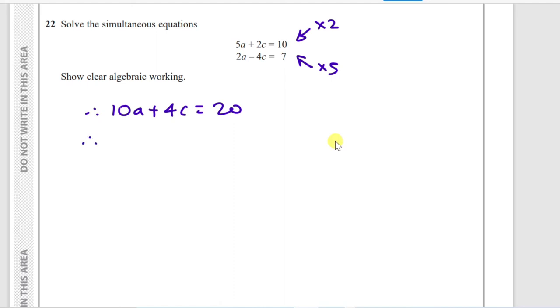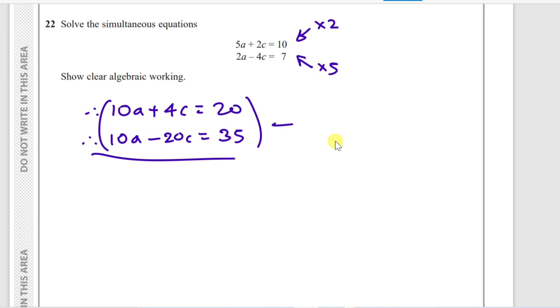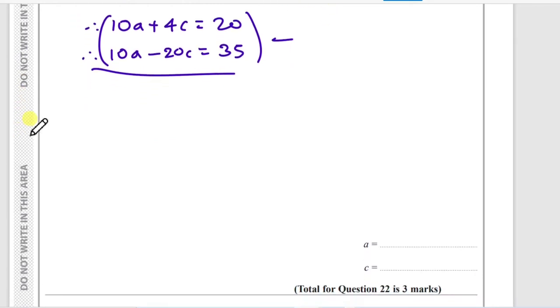And then for the second equation, 2A times 5 is 10A, minus 4C times 5 is 20C, and then 7 times 5 is 35. And now all you do is literally put a big line like this and then subtract the equations. Yeah, that's the trick. The trick is you want to eliminate the 10A, yeah? That's the elimination method.